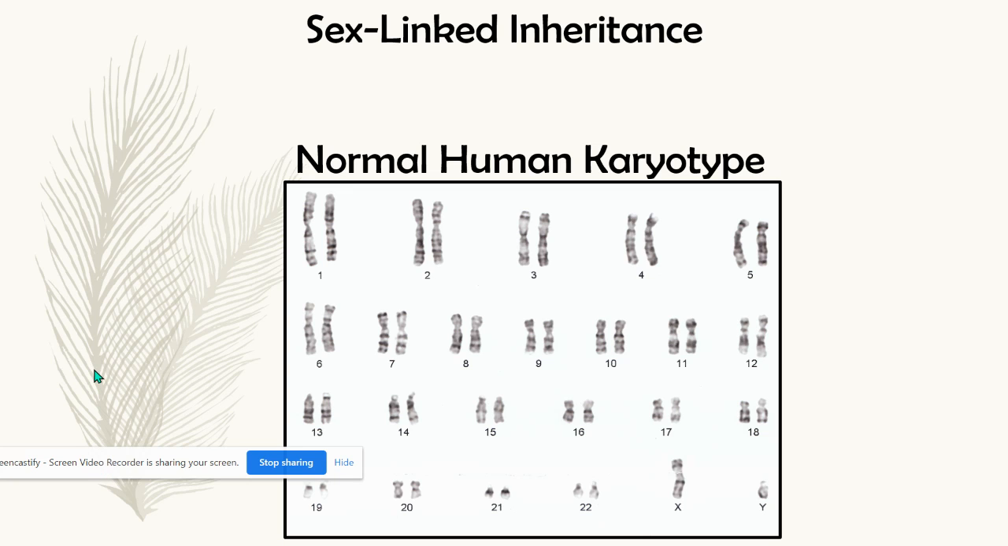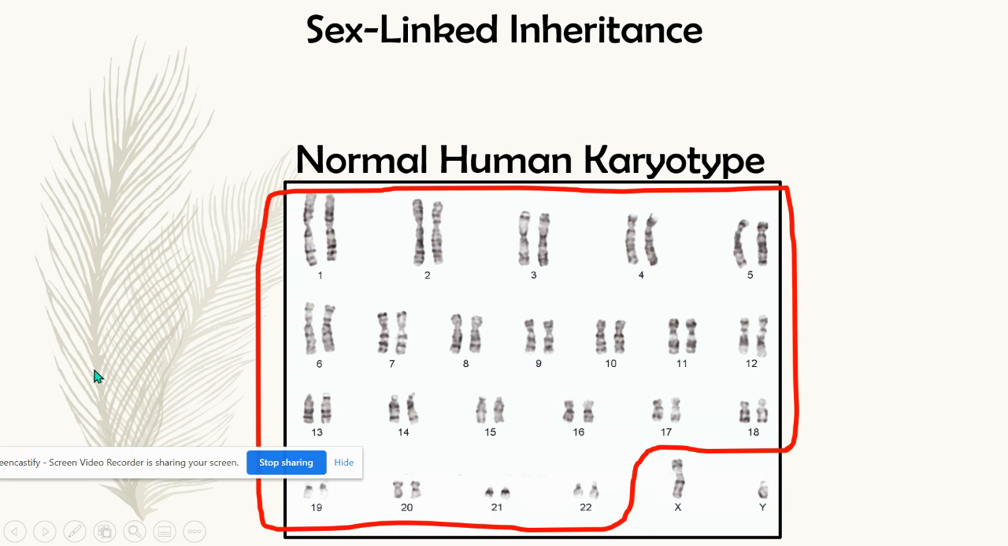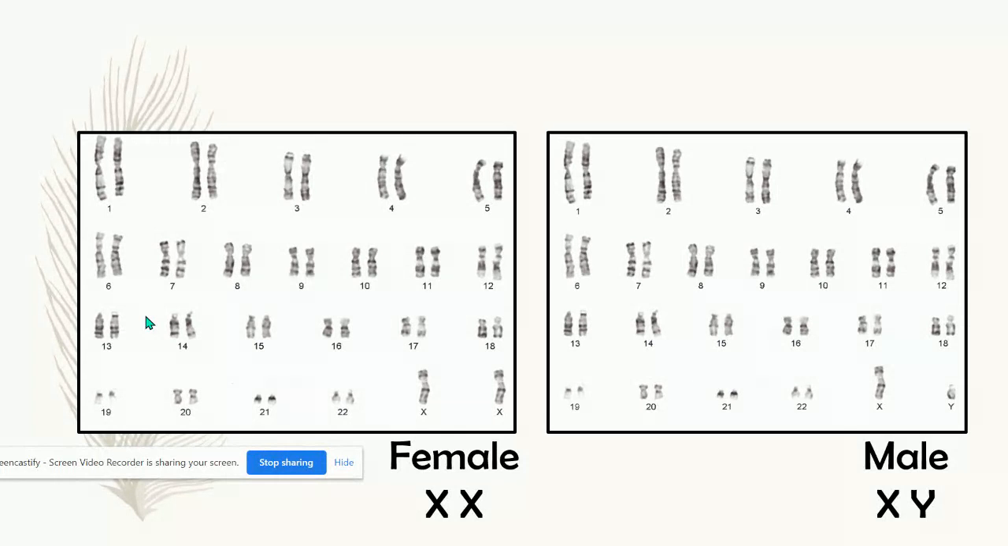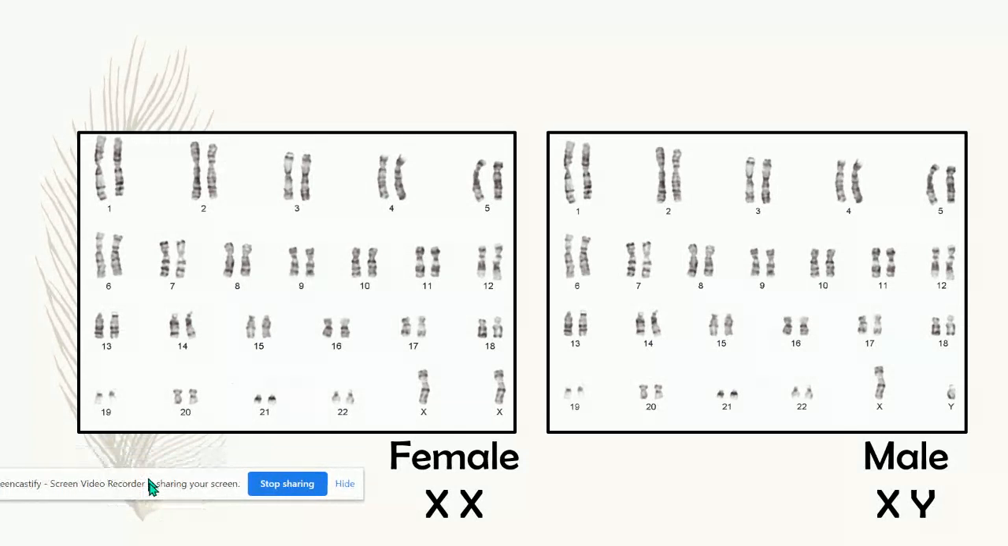Okay, so here we're going to look at sex-linked inheritance, and we're going to talk about how it's different than inheritance for our autosomal chromosomes. So we have sex chromosomes. In humans, those sex chromosomes are X's and Y's, but other species may use different chromosomes like Z's or W's. In humans, though, we have XX for females and XY for males.